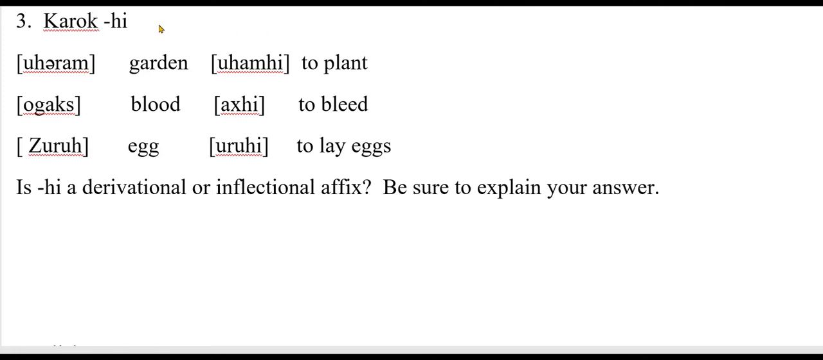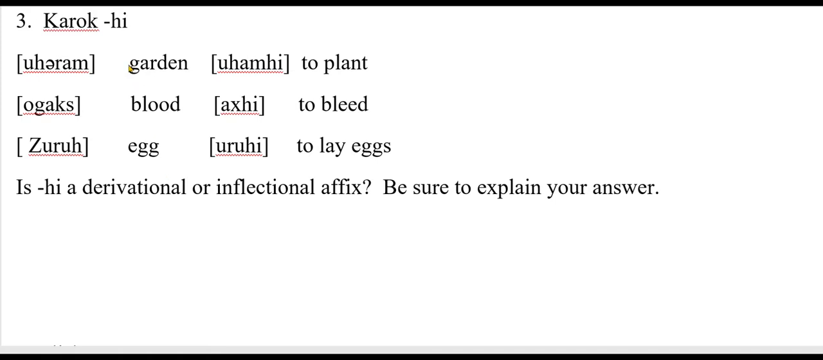And we can even do studies of other languages and kind of compare. So we have Karok, the HI. We have Uuram, Uamhi, Ogox, Oxy, Zuru, Uruhi. So the question is, the HI, is this derivational or inflectional?